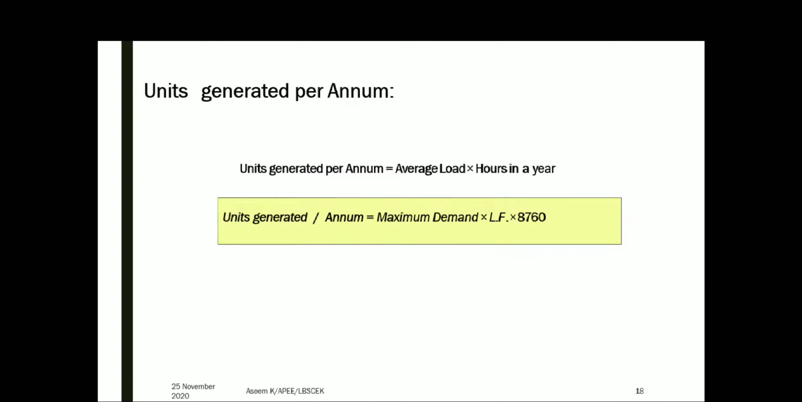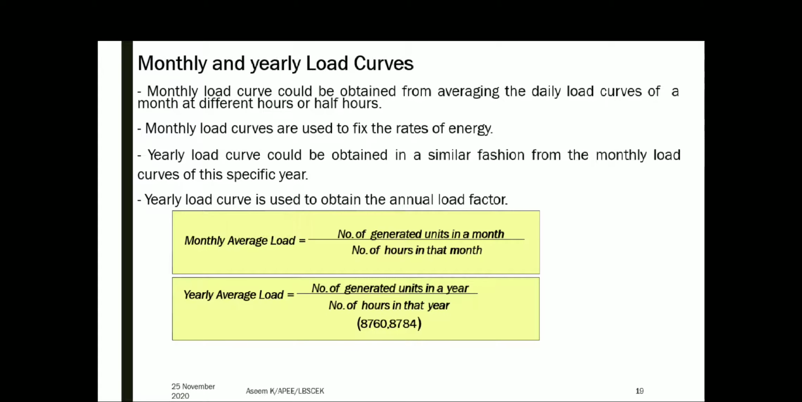Then these are some of the equations. Unit generated per annum, you can calculate it as average load into hours in a year, or you can rewrite it as unit generated per annum is maximum demand into load factor into hours in a year, which is 8760.